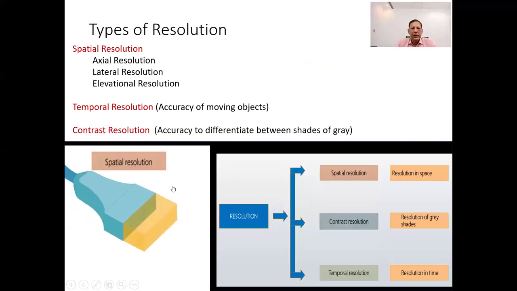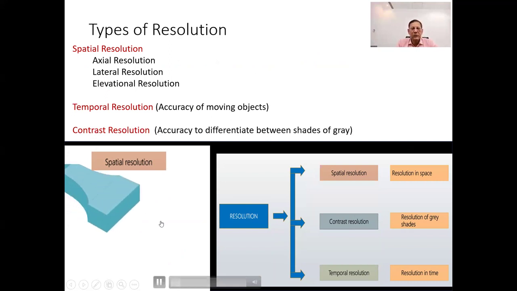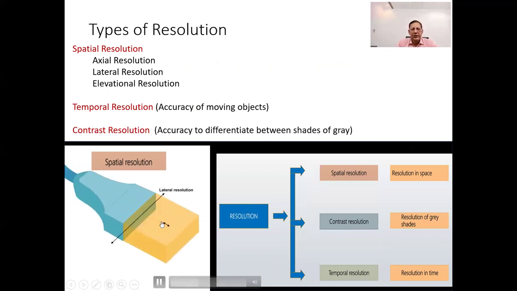Different types of resolution are: number 1, spatial resolution, which is the ability to image accurately the detail or quality of an image. Spatial resolution is dependent on pixels of a monitor and scan lines of an image, and comprises axial resolution, lateral resolution, and elevational resolution.